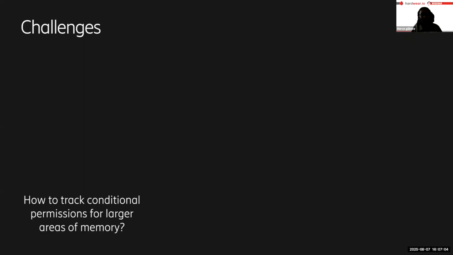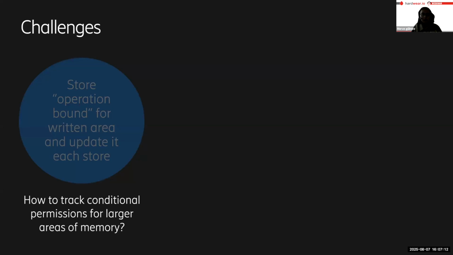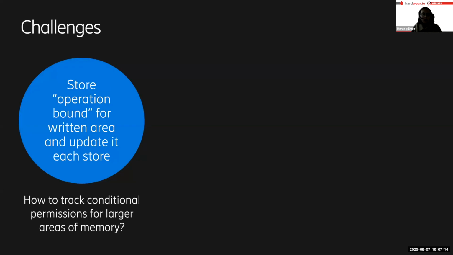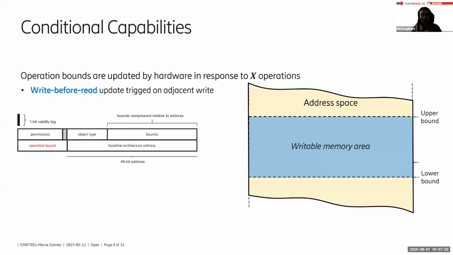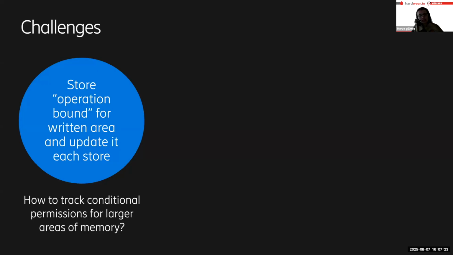I will explain the whole idea by describing the different challenges. For example, if you have just a single variable, you can just detect this. You just need one bit to say that this variable is initialized. But how will you track conditional permissions for a larger memory area? If we have arrays or larger objects, we need to track which part of the memory region has been initialized. That's why I need a way to track where the store happens.